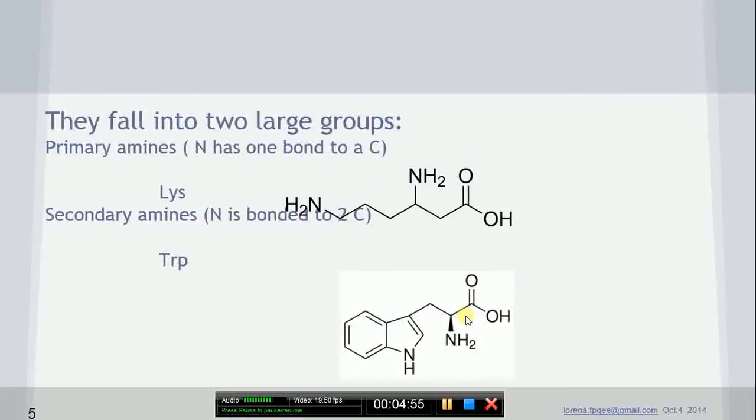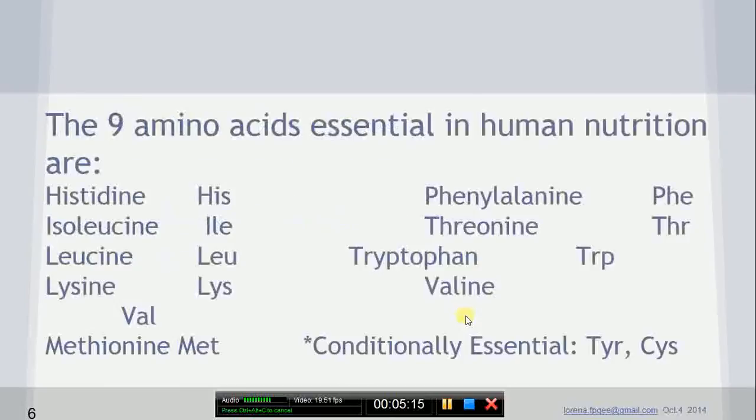Although all amino acids contain an amino group and a carboxylic acid group, they fall into 2 large groupings, primary and secondary amines, depending on the structure of the amine group. The nitrogen atom in primary amines has only 1 bond to a carbon atom, whereas for secondary amines, the nitrogen atom is bonded to 2 carbon atoms. Table 5.1. Common protein-incorporated amino acids.